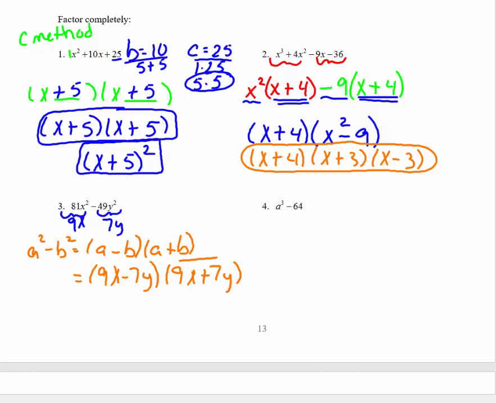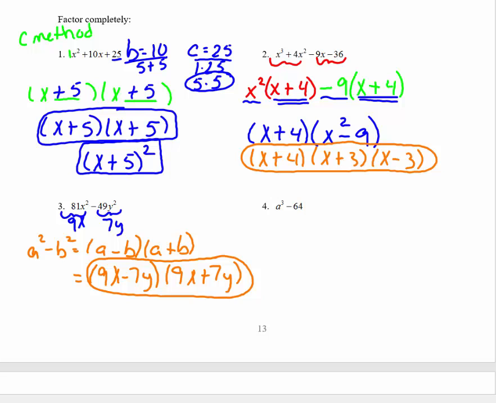On the previous page, I had the positive 1 first and the negative 1 second. On this one, I have the negative 1 first and the positive 1 second. I did that on purpose to show you that order does not matter. Just one has to be positive and one has to be negative. So make sure you have opposite signs.